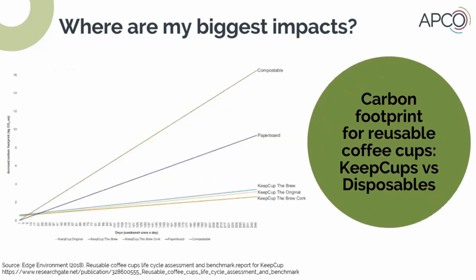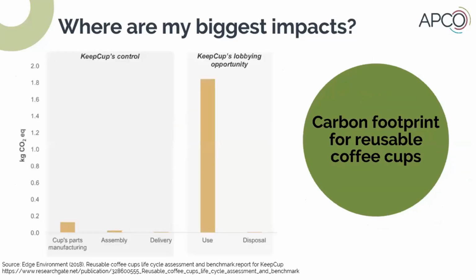The second example is from our friends at Edge Environment and KeepCup, and I like this one for a couple of reasons, because it tried to address a few different questions. So Edge was commissioned to compare 3 KeepCup designs with a couple of single-use options, compostable and paperboard, as well as a few different designs for the KeepCup. And this one was looking at carbon emissions, and you can see that the reusable cups had the lowest impact per use when you think of how many times a KeepCup is used. But the other question was, how can KeepCup look at their impacts, and how can they reduce their impacts?